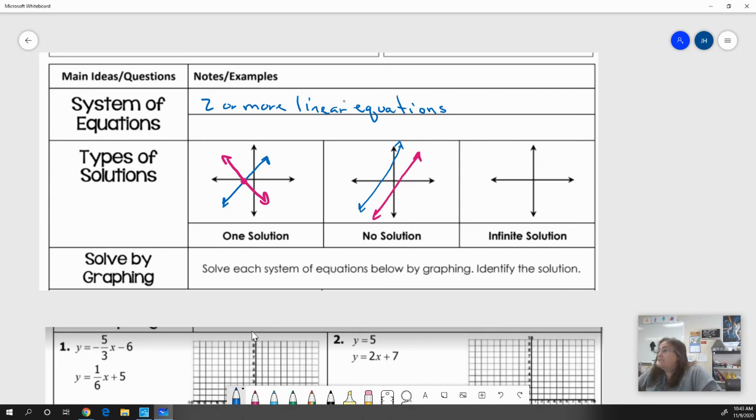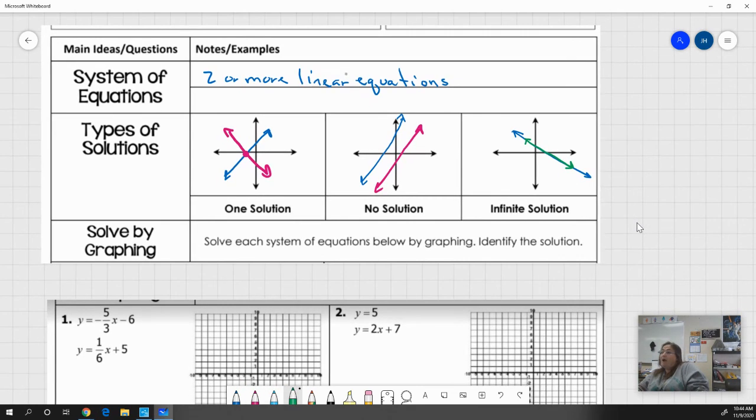And what that means is that, say I have this line graphed right here, right? But then I have another line that winds up graphing right on top of it. In that case, our solutions would be infinite. And what that usually looks like is when the equation of one line is a multiple of the equation of the other line.